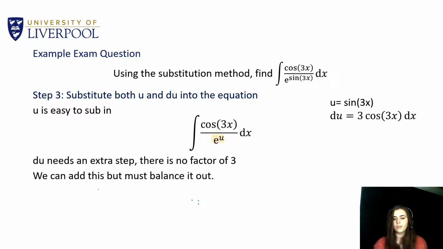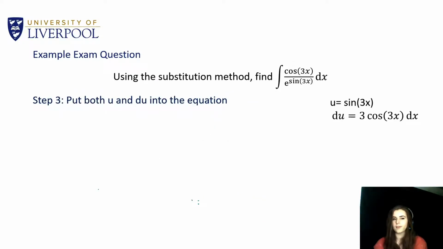What we can do is add a 3 in front of cos 3x, making it a factor, but we need to balance it out so that ultimately it ends up just being 1 times. We can do that by sticking a third in front, because as you will probably be able to tell, 3 times 1/3 is equal to 1, which means that the equation stays the same. However, now we have 3 cos 3x dx within our equation, and that's exactly what we needed to be able to sub in du.